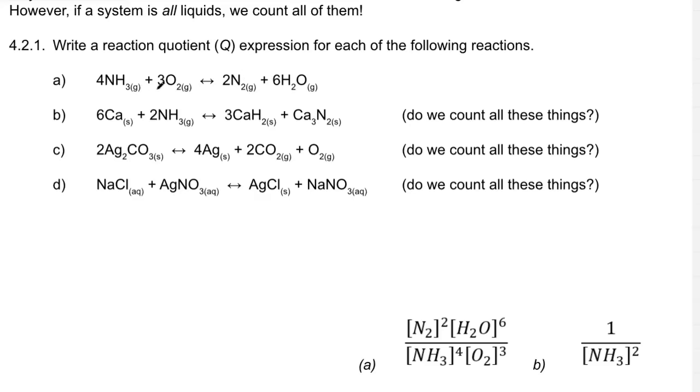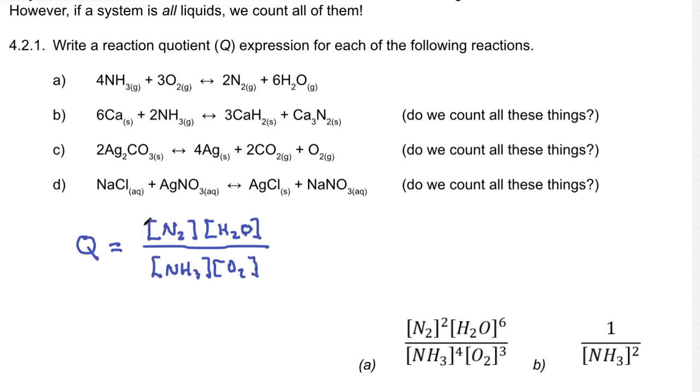So given a reaction like this, the Q for quotient, we'll start out with the obvious part. We do the concentrations of each of the products. We're going to have the concentration of nitrogen times the concentration of steam. Those are the two products. Over, and on the bottom we put our reactants, ammonia and oxygen. But wait, there's more.